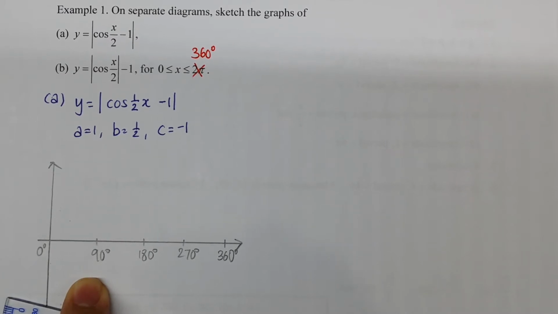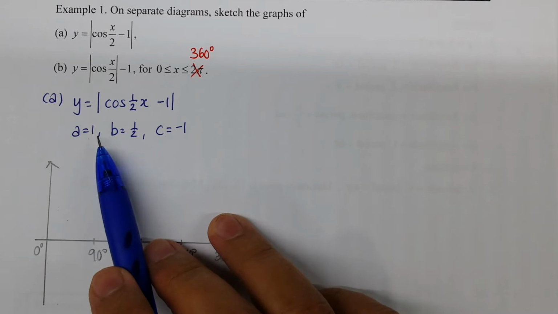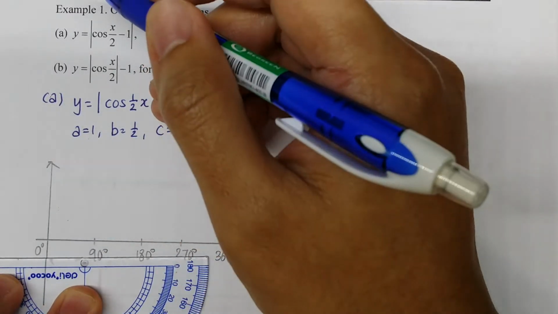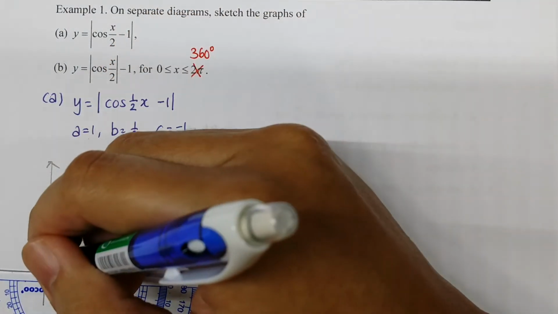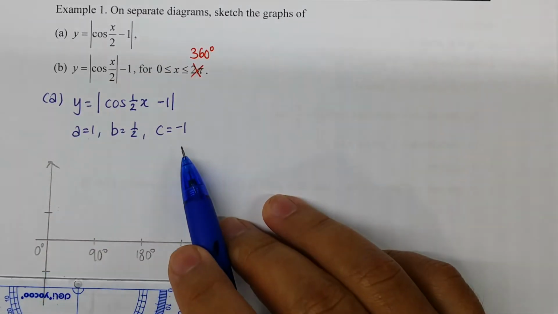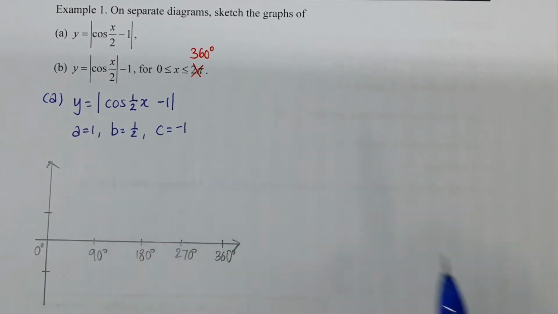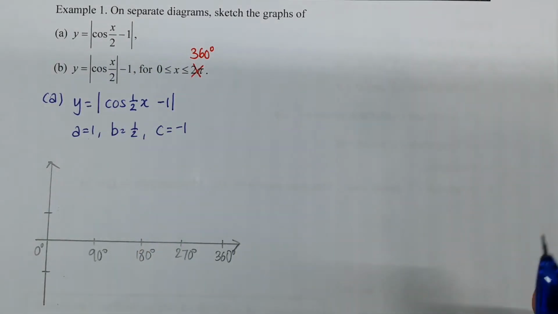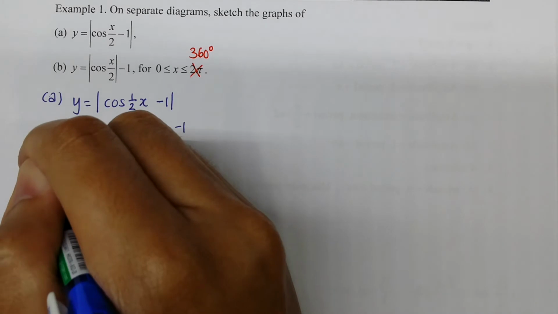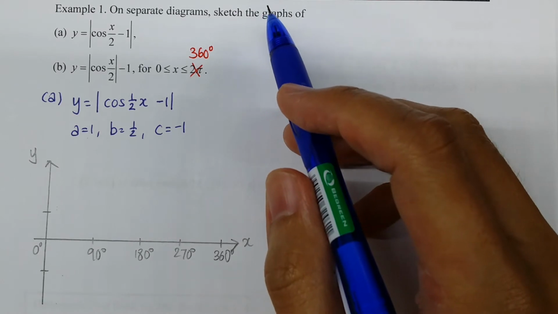So now we are supposed to sketch y equals cosine x over 2 minus 1. The amplitude is 1, so the highest it can go is 1. But there's a minus 1, so the entire graph will be brought down by 1, right? So for cosine x over 2 minus 1, I'm not talking about the modulus part yet. I'm just talking about cosine x over 2 minus 1. How to draw?